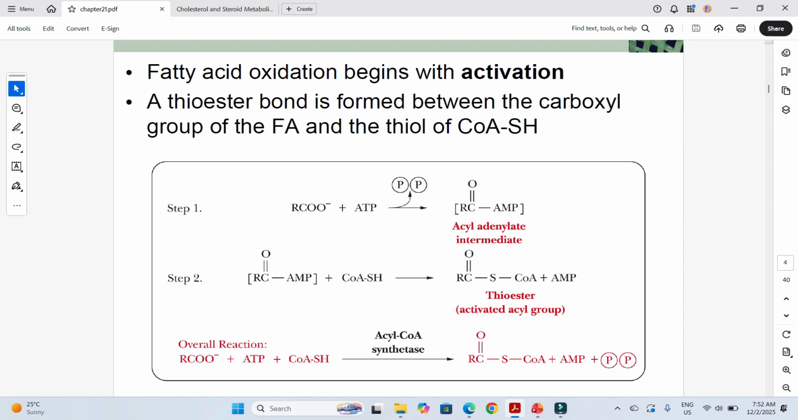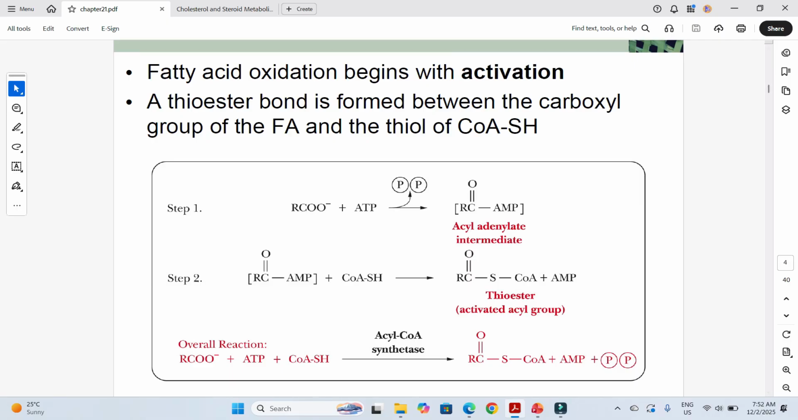Thioester. Remember, thioesters are just esters with the oxygen replaced by sulfur. This is very active, okay? So you produce a thioester. It's an activated acyl group. So the overall reaction entails the reaction between carboxylate, ATP, and coenzyme A to produce fatty acyl-CoA, AMP, and pyrophosphate. So how many molecules of ATP are consumed in this case? One molecule of ATP. But, as we're going to note later, it's actually equivalent to two molecules of ATP. Why? Well, we're going to revisit that later.